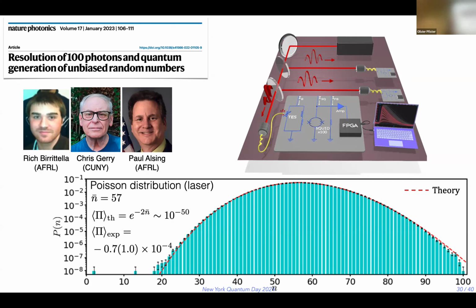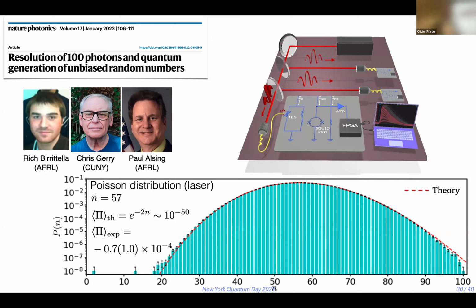And so we had an average photon number of 57 that would give us this, which we couldn't see. The residual bias that we had from experimental data analysis was 10^-4. But you know, the blue is the histogram experimental, and the red is the Poisson fit, so it looks like a Poisson distribution. Okay, we proved that the laser has a Poisson distribution. That's not new physics, but 100 photons got us into Nature Photonics.